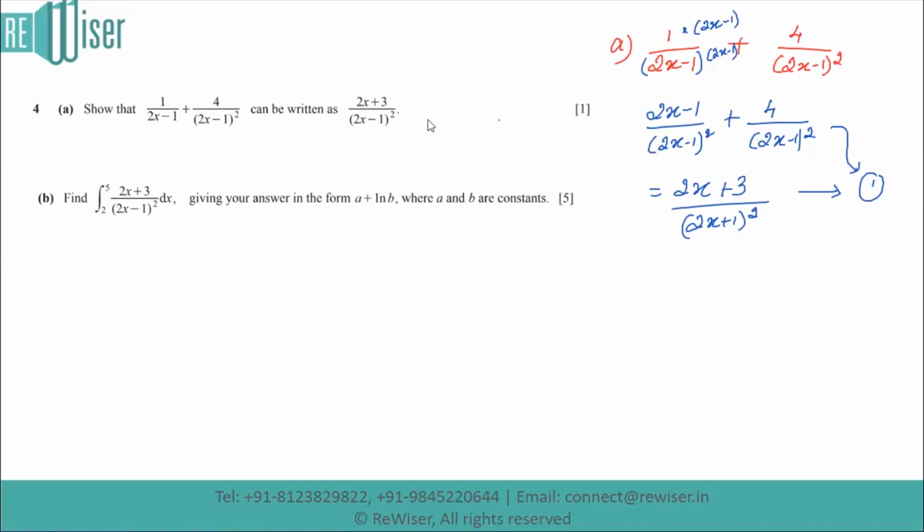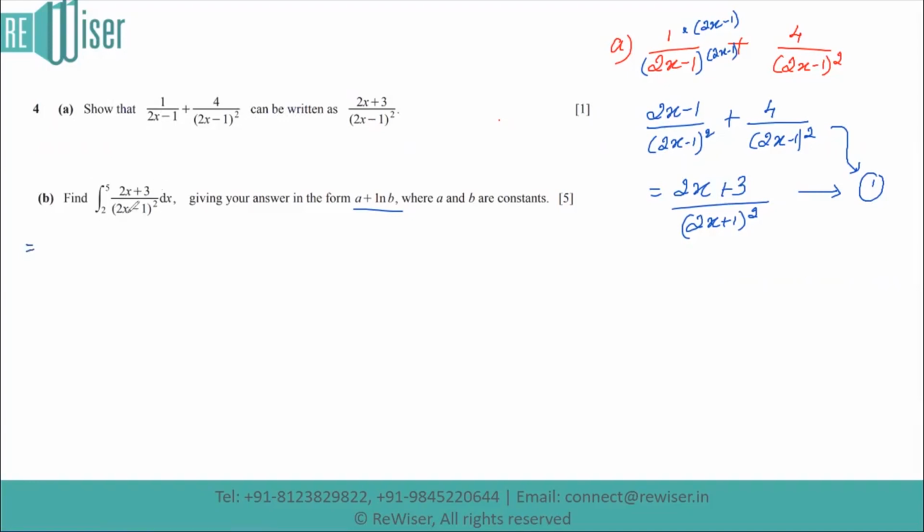If I talk about part B: find the integration from 2 to 5 of (2x plus 3) over (2x minus 1) squared, and give the final answer in the form a plus ln b, where a and b are constants. First of all, there is no way you can integrate this directly, so you have to use part A's result. That's why they have given part A here.